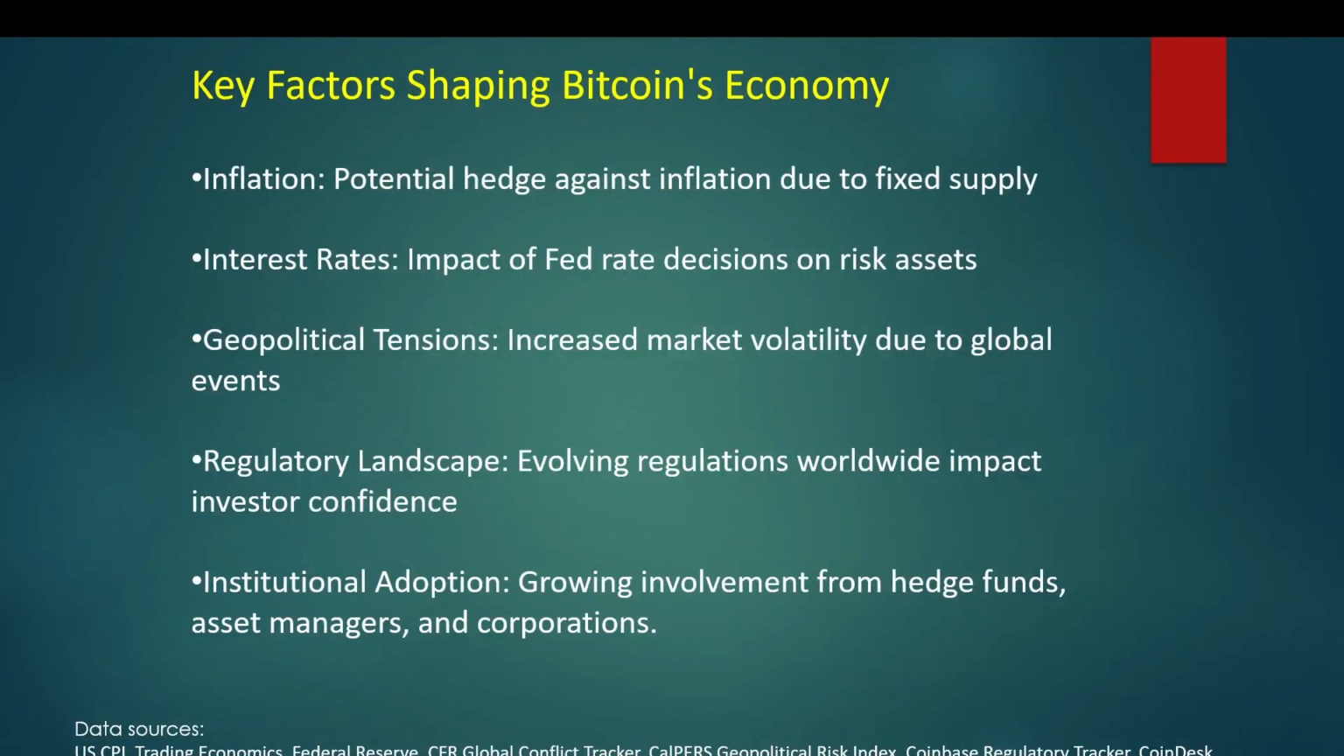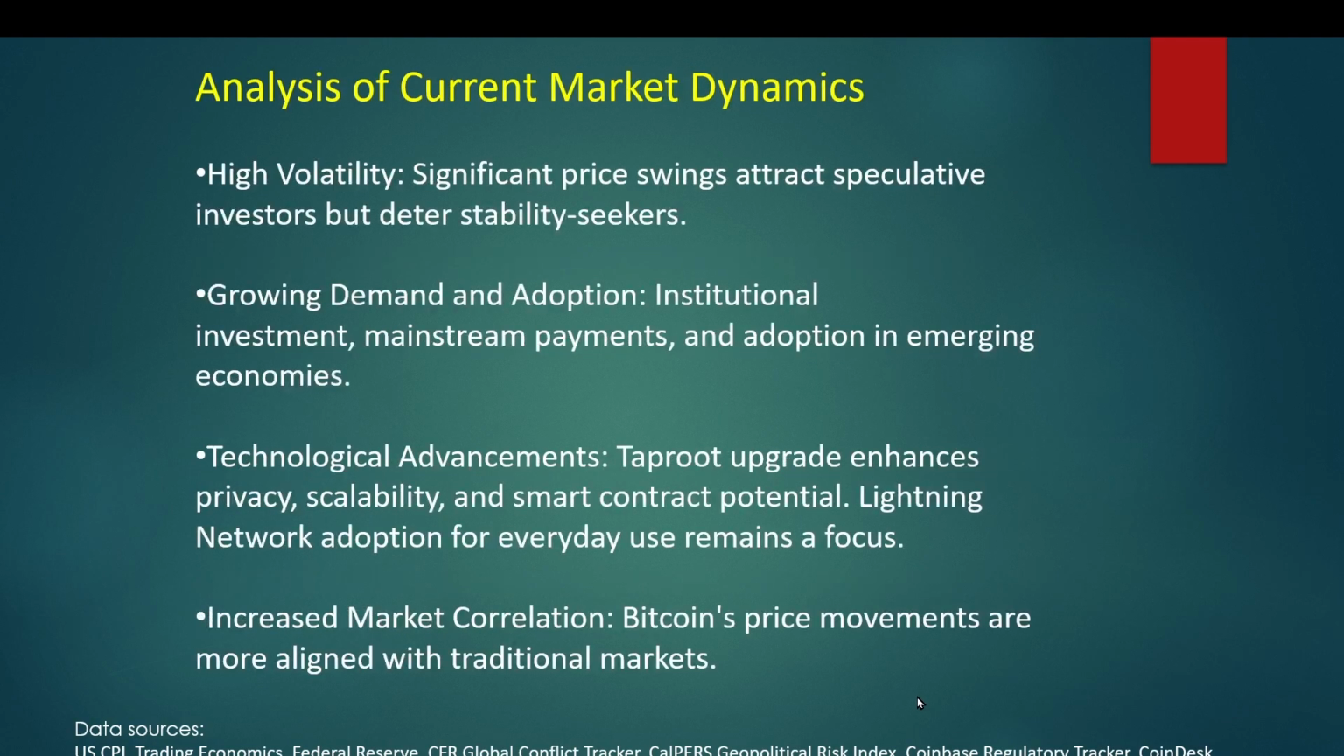So for those interested, I've got some economic viewpoints in terms of where Bitcoin and crypto is going, potentially. So obviously the factors to include are inflation, which is a potential hedge against inflation due to fixed supply, interest rates. If I'm going too fast, please just pause the video and have a read yourself. Geopolitical tensions, regulatory landscape, and institutional adoption. So we're getting more hedge funds adopting the cryptocurrency market.